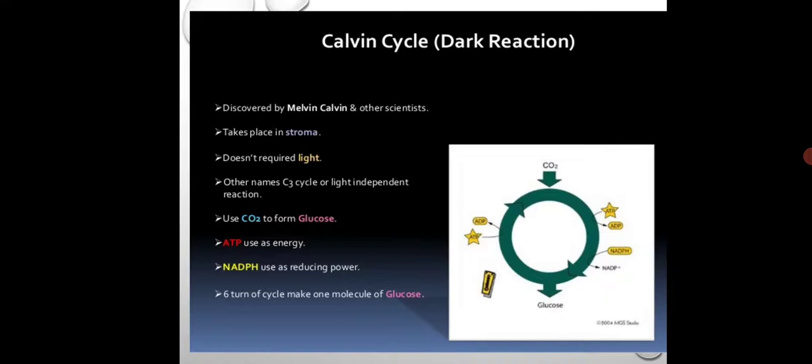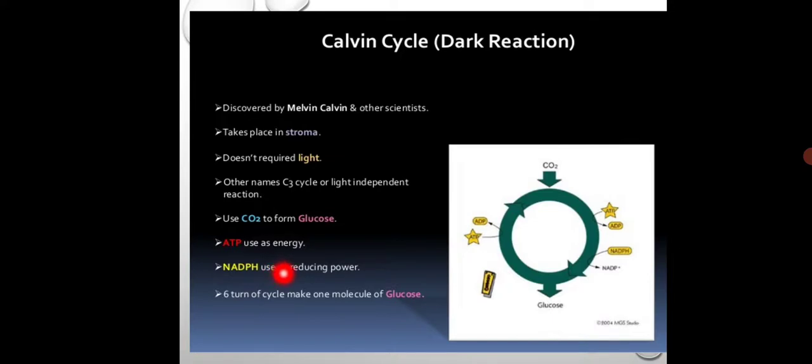and 6 turns of the cycle make 1 molecule of glucose. So when our cycle runs 6 times, जब हमारी केल्विन साइकिल ये 6 बार घूमती है, तब हमें ग्लूकोज मॉलिक्यूल मिलता है. ठीक है, क्योंकि ये एक कार्बन डाइऑक्साइड है.